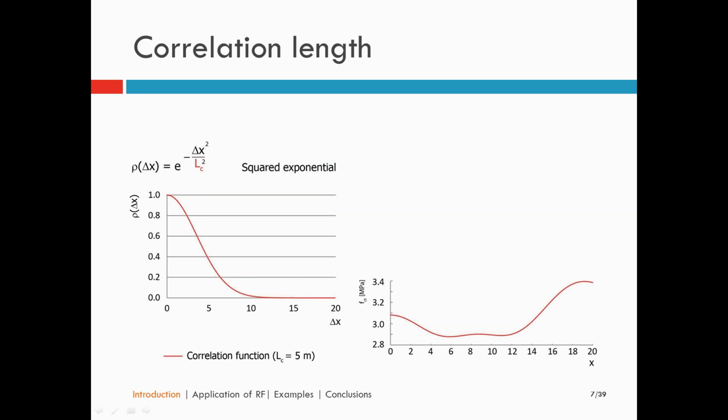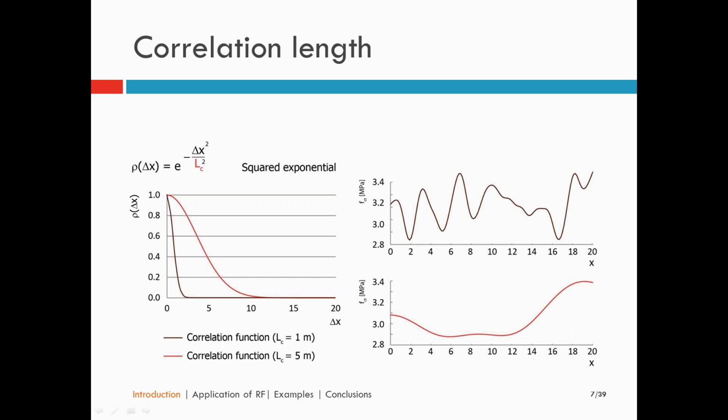Here you can see a realisation which is made with a correlation length of 5 meters, and if we decrease it to 1 meter, then we can see that the graph of the correlation function shifts to the y-axis, and the realisation of the random field fluctuates more. So with this parameter we can influence the realizations of a random field.